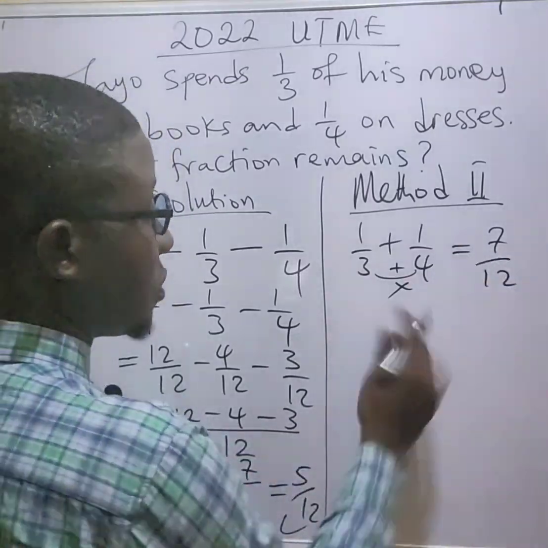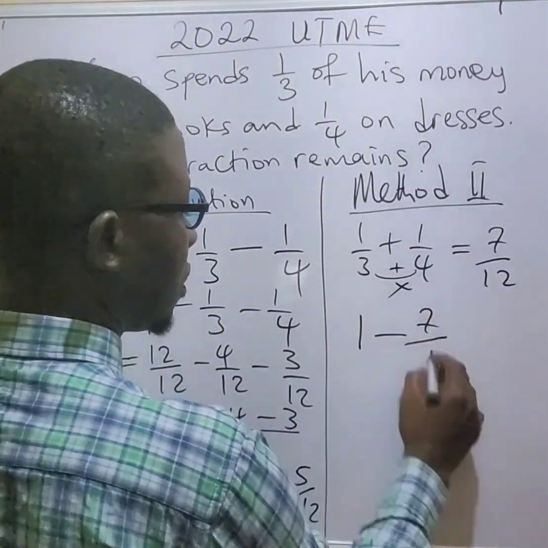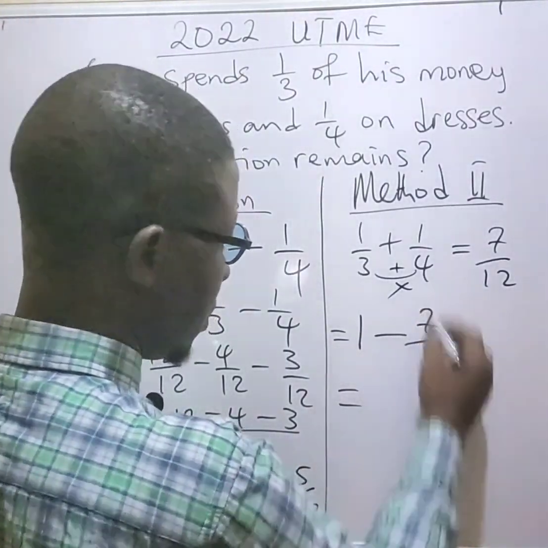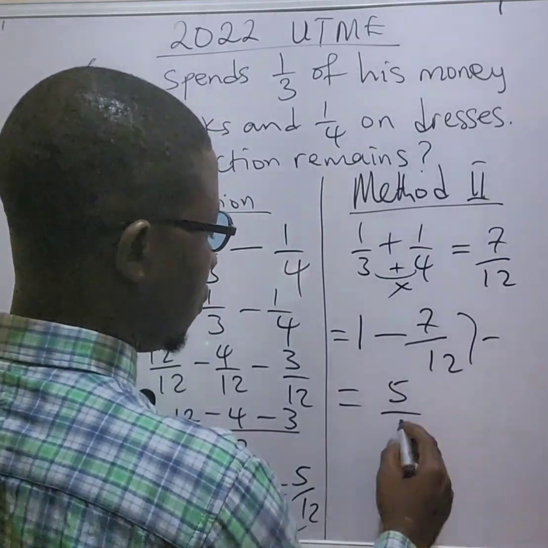So that's what we're taking away from 1. This is the totality of what was spent, and we're taking it away from 1. So we'll do 1 minus 7/12. And again, whenever you're subtracting a fraction from 1, don't bother yourself. Just find the difference between 7 and 12. Meaning you subtract 7 from 12, you should get 5. And then over the 12. And that's it.